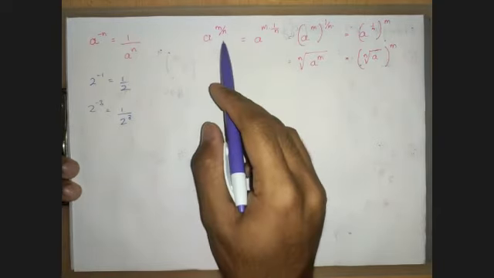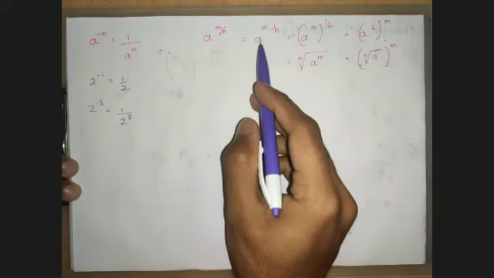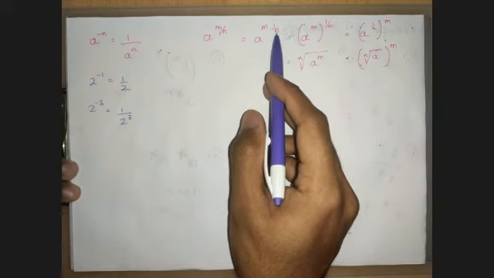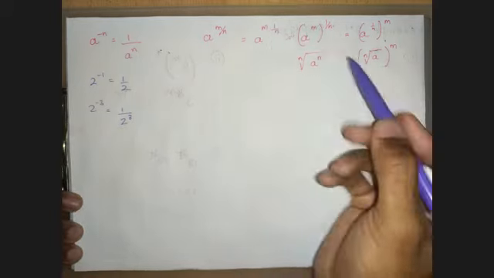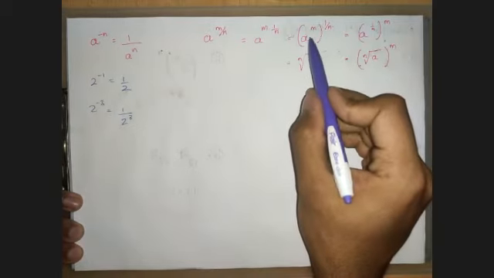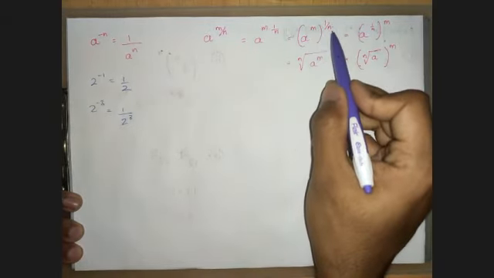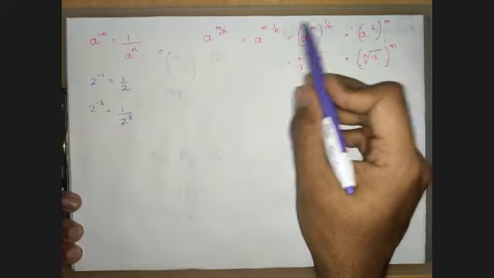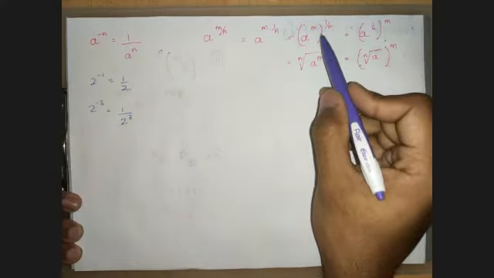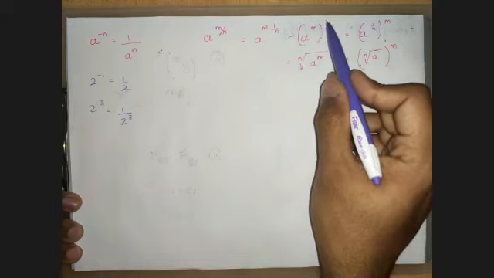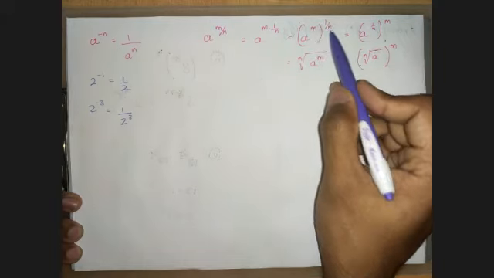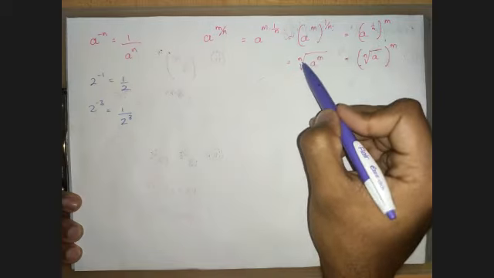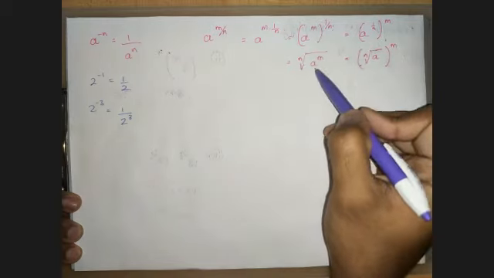A power m by n can also be written as a power m into 1 by n, right? So this can be grouped in different ways. A power m whole power 1 by n. We have seen that we can do this. This is nothing but m into 1 by n. Now here, power 1 by n means it is the nth root. So it is the nth root of a power m.